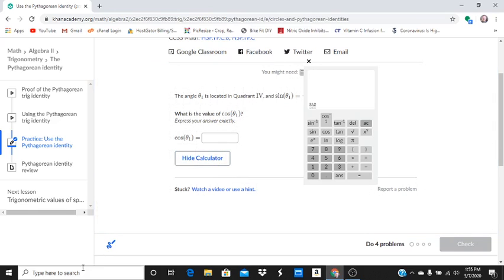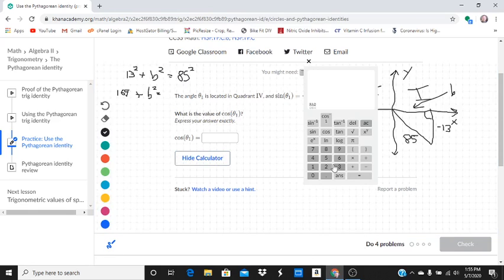So let's show the calculator. So we're going to do 85, and then we'll do 2 to the second power, 85 squared. So that's 7,225. Okay, to keep solving this, we'll subtract 169 from both sides of the equation.